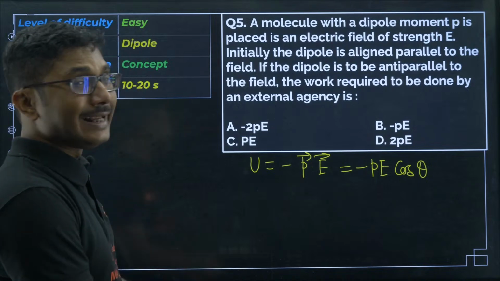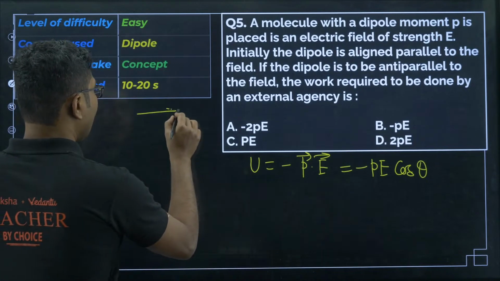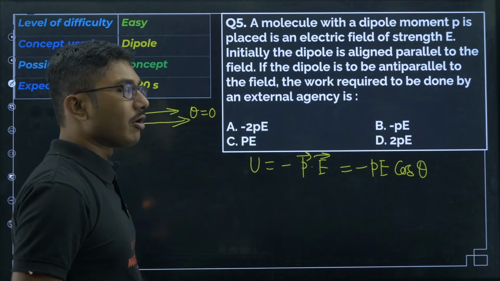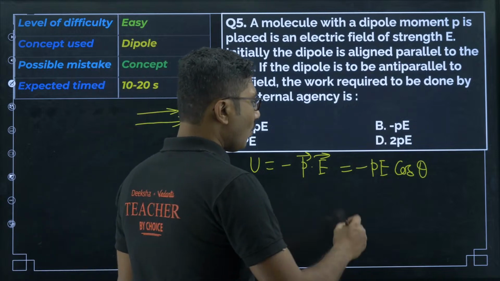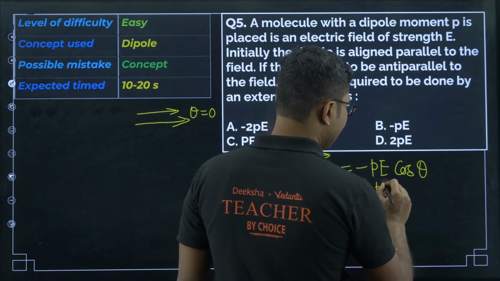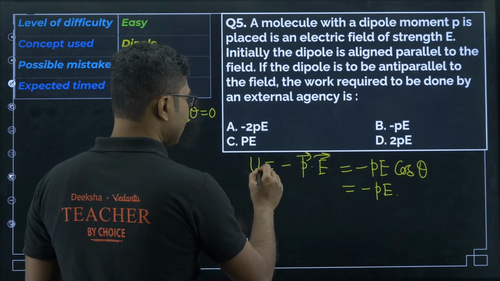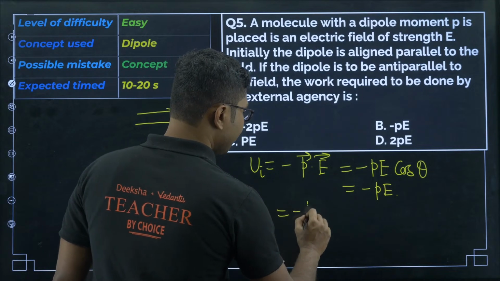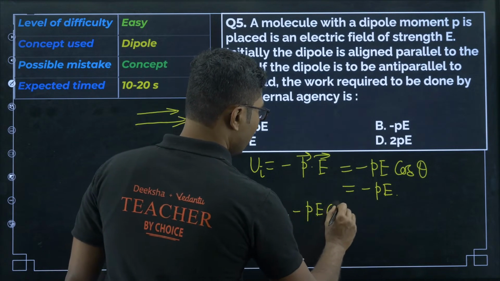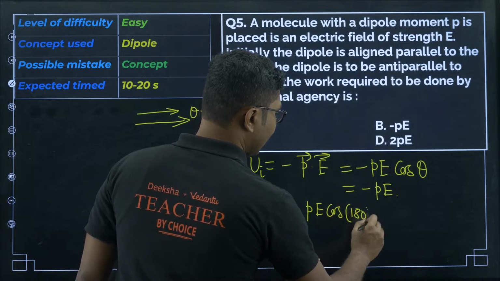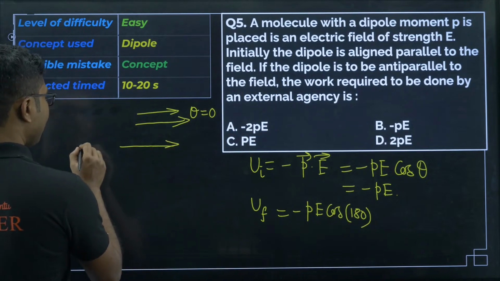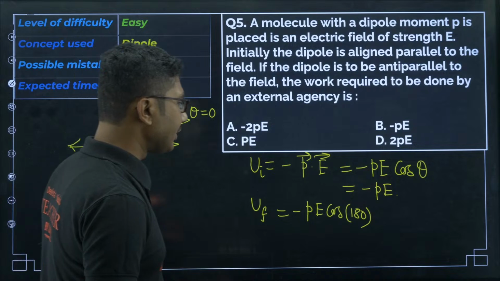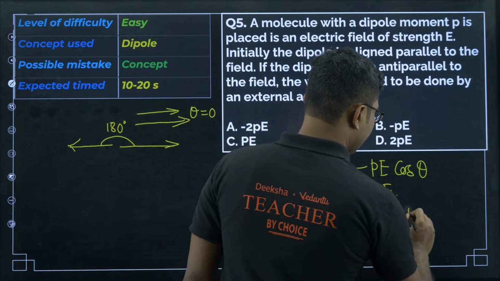Now at the beginning, when they are parallel to each other, what is theta? Theta is 0. So what is cos 0? Cos 0 is 1. So the initial potential energy, let's say Ui, is minus PE. Now what is the final potential energy? Final potential energy is minus PE cos 180 degrees, right? When they are anti-parallel, they are opposite to each other, which means the angle is 180 degrees. So the final potential energy is plus PE.